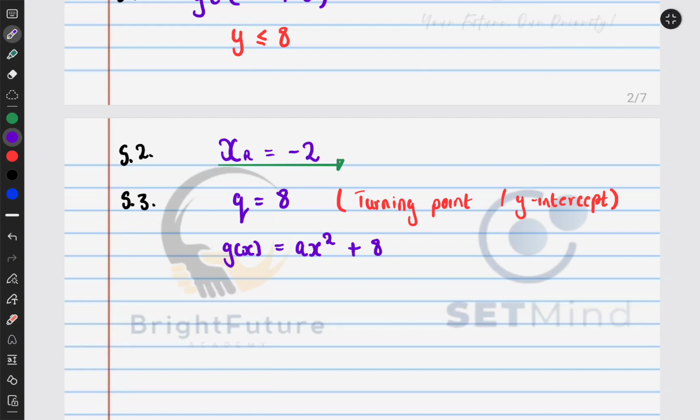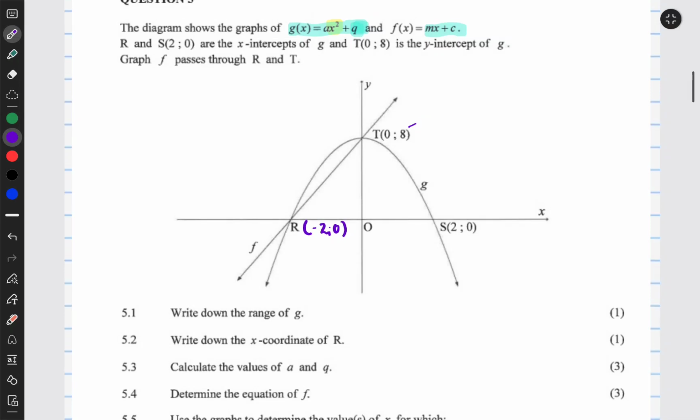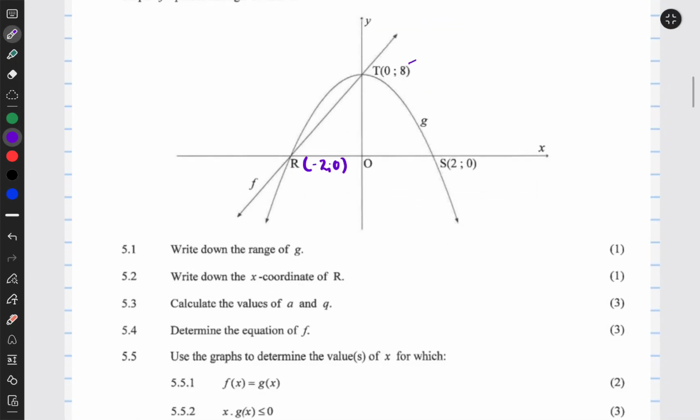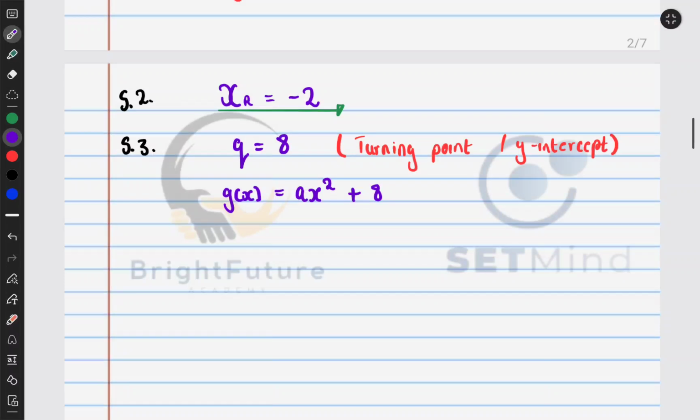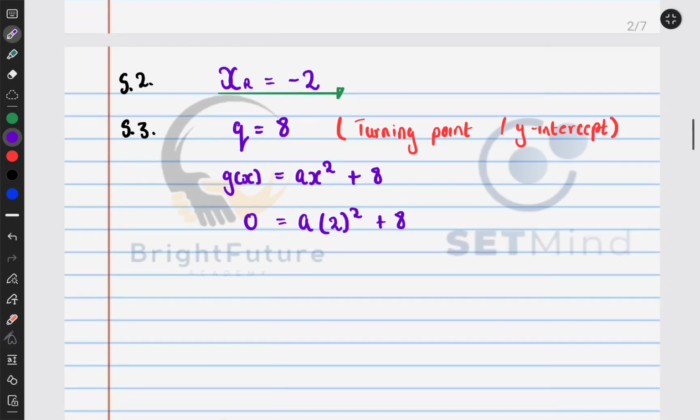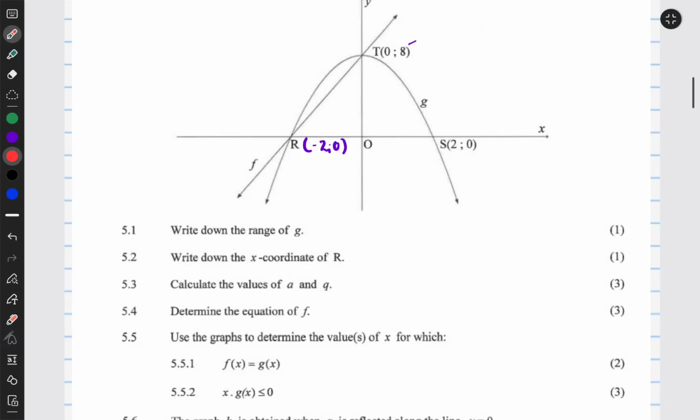In order to find the value of a, we can take any coordinate that lies on this function. Let's go with S, which is (2; 0). So 0 = a(2)² + 8. Let's solve for a. We put 8 on the other side, so -8 is going to be 4a. We divide by 4 on both sides. Therefore a is equal to -2, which is coherent with the sketch, since it's facing downward and the value of a has to be negative.